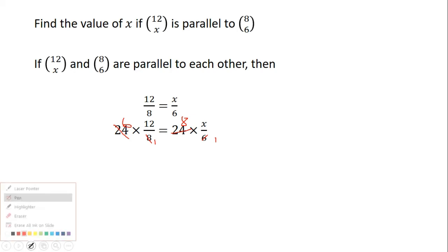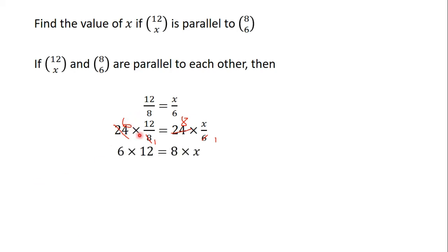Now you are going to have 6 times 12 is equal to 8 times x. 6 times 12 is 72. From algebra, we know that 8 times x is 8x. How do we find x here? We know from linear equations that you are going to divide both sides by 8. And when you do that, x is equal to 9. So using the principles of parallel vectors, you have been able to find x as 9.